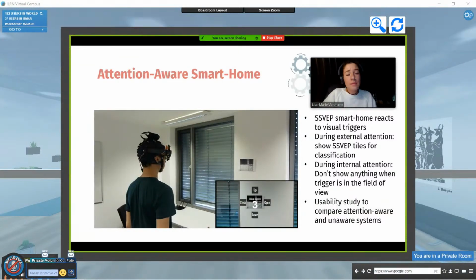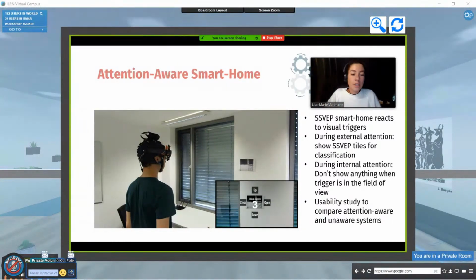The third study was about the attention-aware smart home. The smart home itself was an SSVEP-based smart home. It reacted to visual triggers around the room. So if a certain trigger entered the visual field of the participant, then tiles would show up, and these tiles flicker at different frequencies. And then the SSVEP classifier would detect the required or the desired action. So in this example, a blind control was activated, and then the participant could pay attention to the tile that said up, down, open, or close, and then that action would be performed.